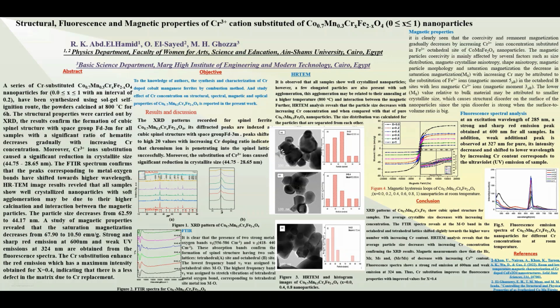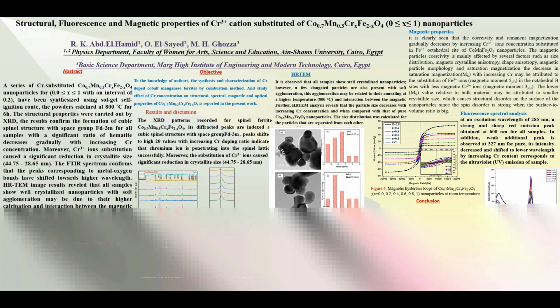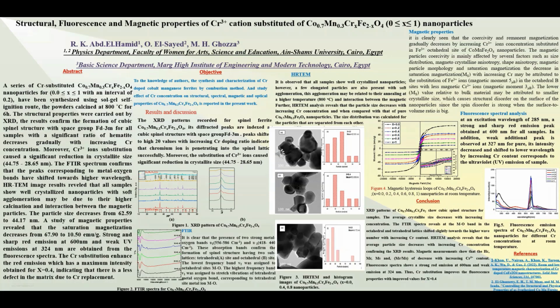In the present work, we prepared a series of chromium substituted cobalt manganese chromium fluoride nanoparticles from x equal 0 up to 1 with an interval of 0.2 using the sol-gel self-ignition route method. The powder was calcinated at 800 degrees centigrade for 6 hours. The structural properties of the samples were carried out by XRD, FTIR, and high resolution transmission electron microscope.